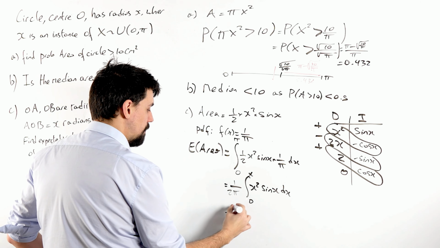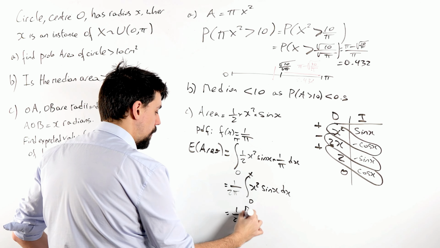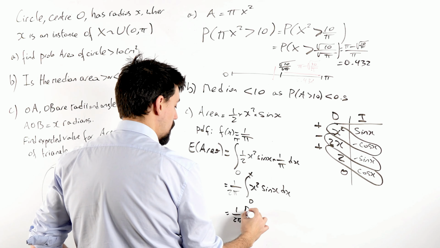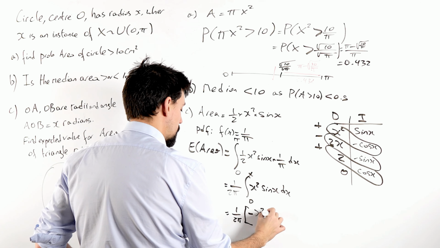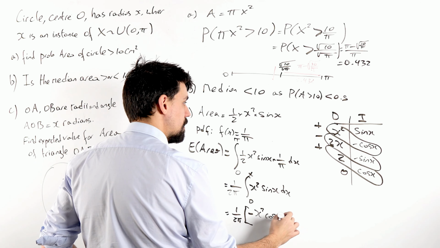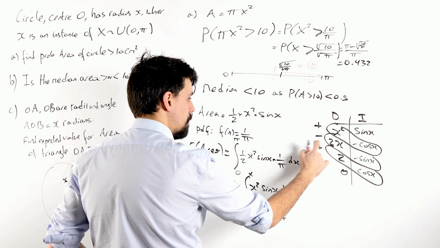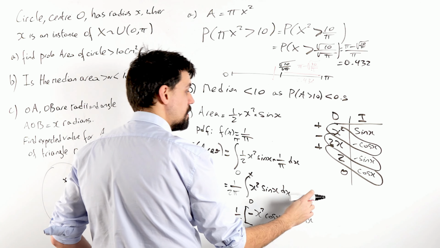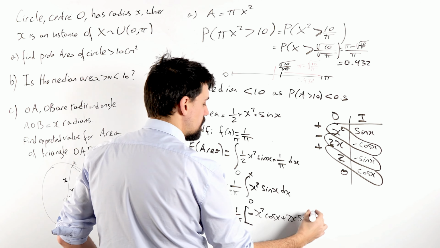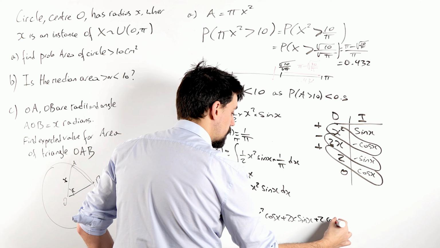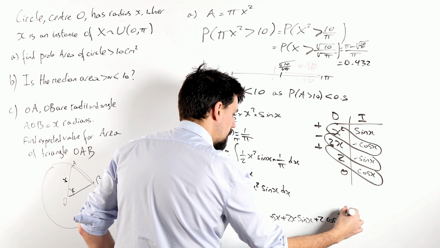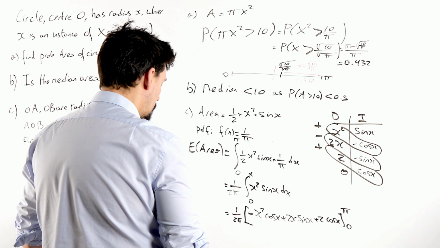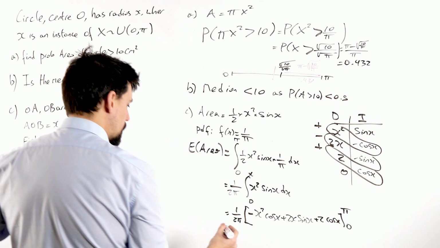So my expected value is 1 over 2 pi of minus x squared cos x plus minus 2x sine x plus 2 cos x, and I need to plug in 0 to pi. Is that going to do anything nice for me?